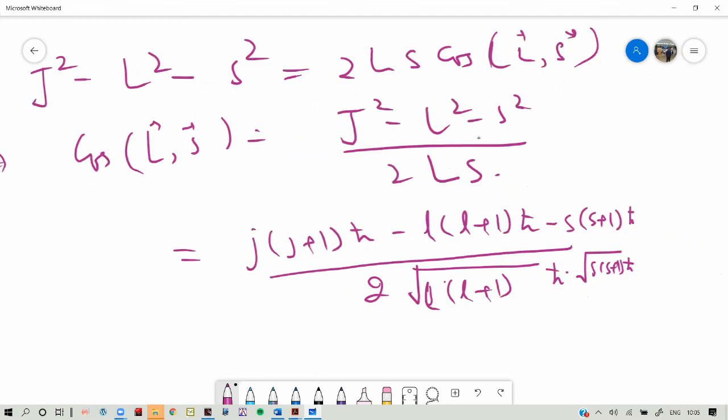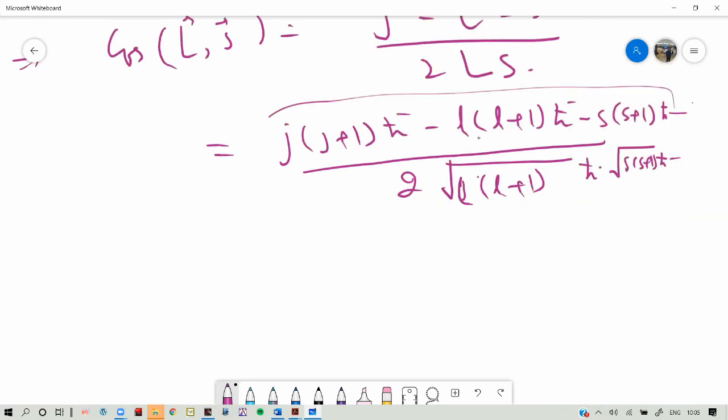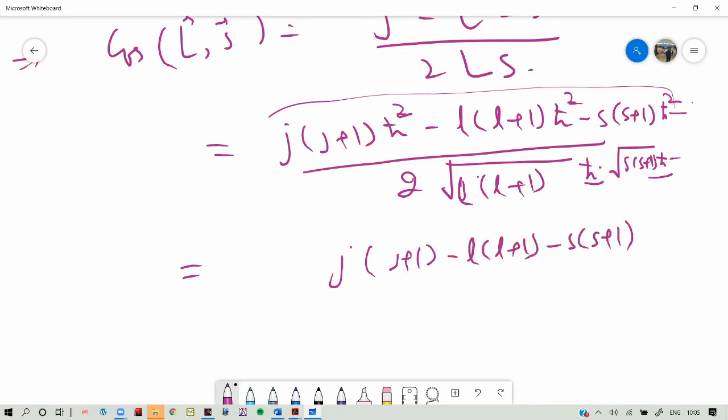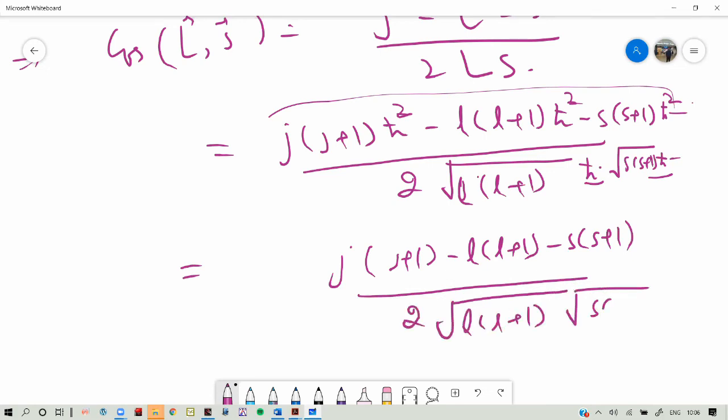So one h cut will come out of these terms here, here, here, and it will cancel out. Sorry, it is h cut square actually, because there is a square. H cut is not in the root, it is outside the root. So it will be h cut square. So that square and this h cut and h cut will cancel out here. So we are left with J into J plus 1 minus L into L plus 1 minus S into S plus 1 divided by 2 L into L plus 1 into under root of S into S plus 1. So this is how you can find cos of LS.